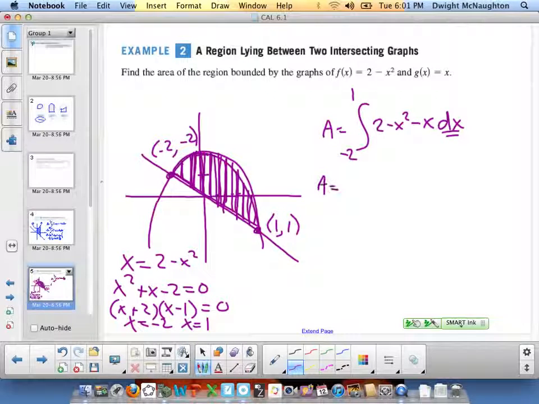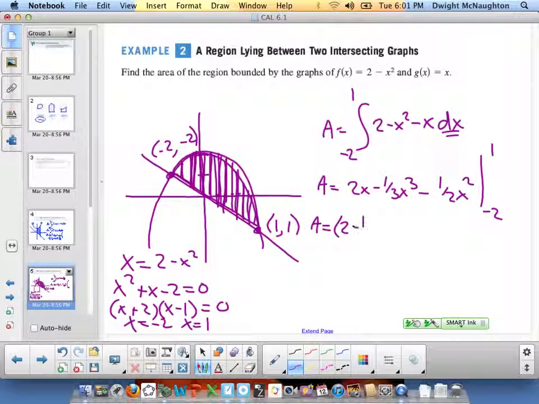So let's do this. Our area will integrate. No need to put it in standard form, though if you want to, feel free. It'll be 2x minus 1/3 x cubed minus 1/2 x squared from -2 to 1. All right, we'll stick in 1. We get 2 minus 1/3 minus 1/2. And then we'll subtract what we get when we stick in -2.